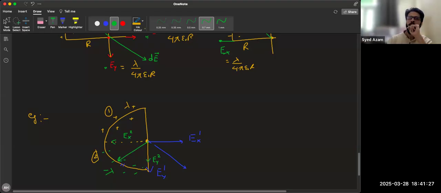So if you're supposed to calculate the net field along the x-axis, Ex1 and Ex2 are acting in opposite directions. So will you add them up or will they get subtracted? Subtract. What would be the magnitude of Ex1 and Ex2?